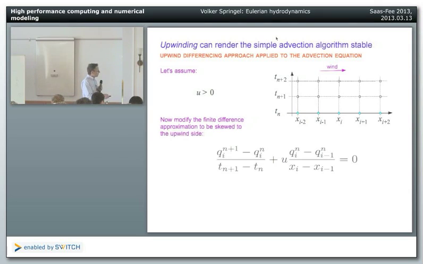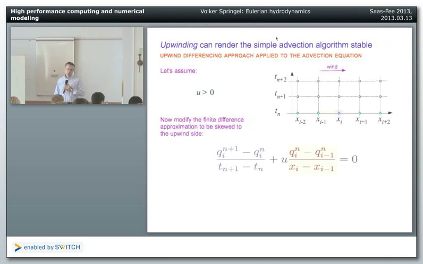Now we write the time derivative as before. So this is done by differencing these 2 points. But for the spatial derivative, we use something that's called upwinding. We go to the side from where the wind blows, so to speak. We are here at this point i, and we only use upstream information.